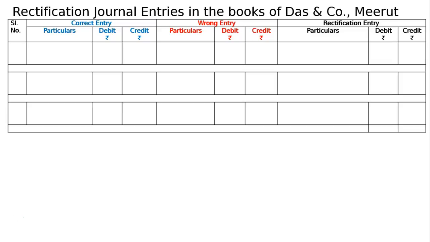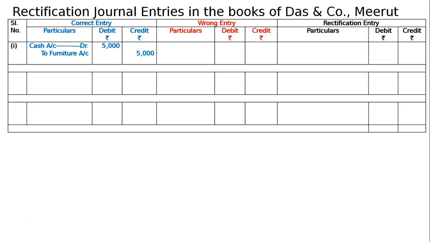The first one is sale of old furniture, 5000, treated as sale of goods. The correct entry is cash account debited to furniture account, 5000. This furniture sale is an asset sale. We sold an asset, not ordinary goods.